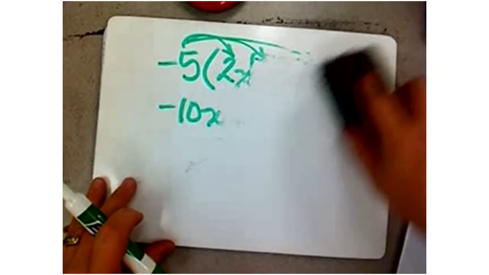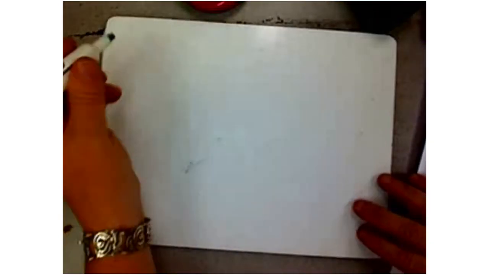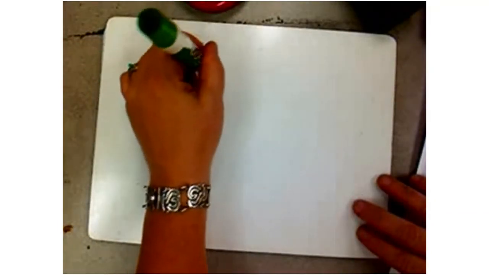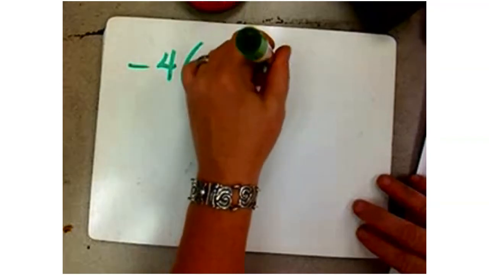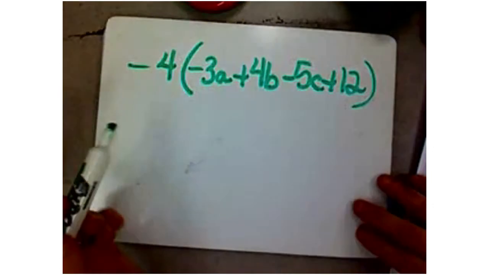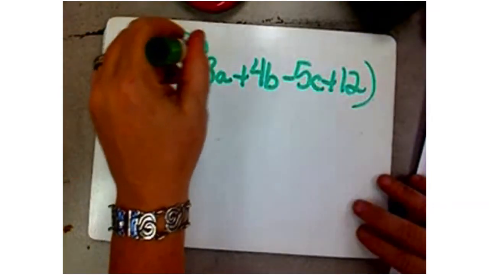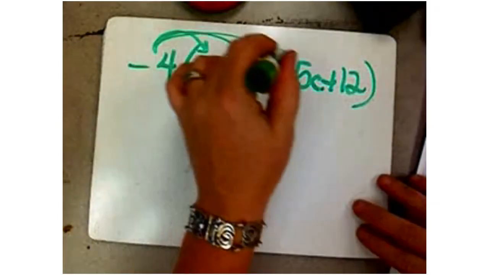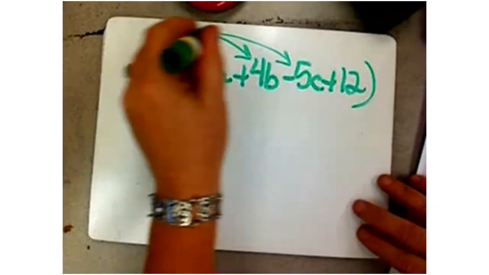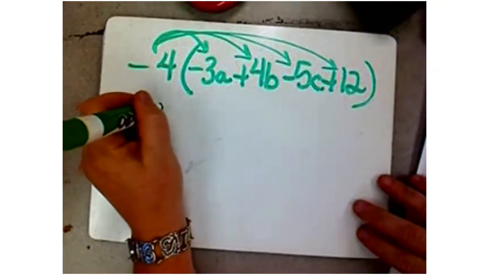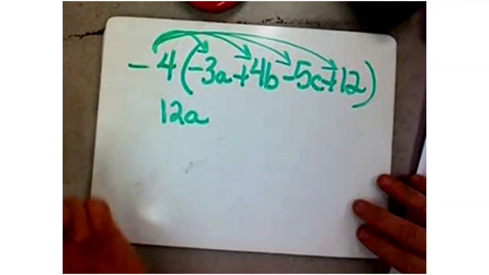You do it to all the terms that are going on inside the parentheses. So example on page 193 extends it even further, and you've got 4 terms. So notice example 9 says negative 4 open paren negative 3a plus 4b minus 5c plus 12. So you're just going to distribute that negative 4 times the negative 3a, negative 4 times 4b, negative 4 times negative 5c, and negative 4 times 12.